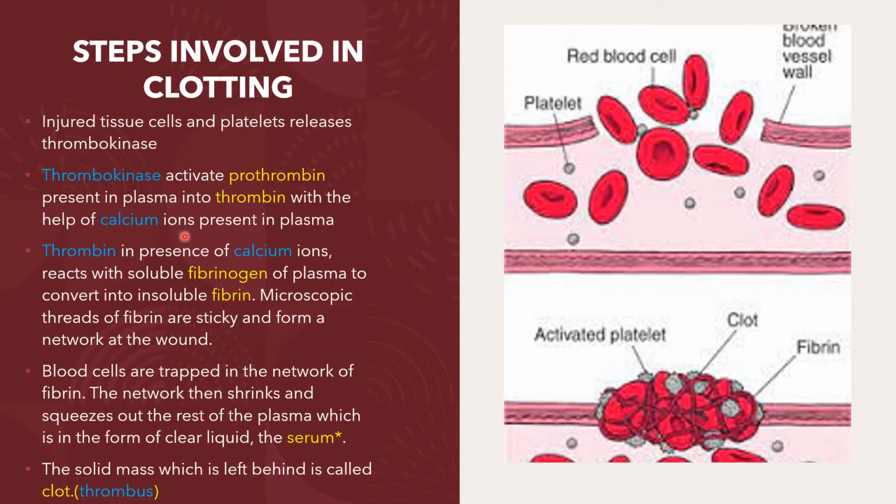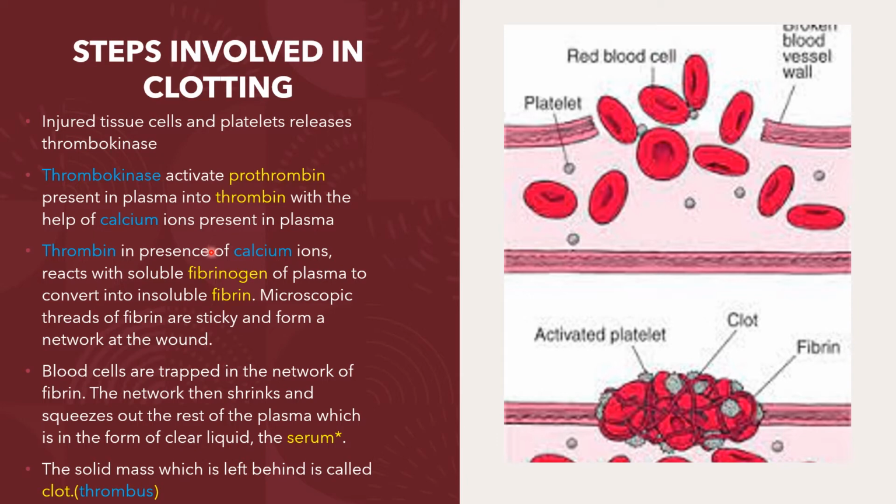Calcium ions are present in the plasma. Prothrombin is also a substance present in plasma. Prothrombin will convert into thrombin with the help of thrombokinase and calcium ions. Did all of you understand?